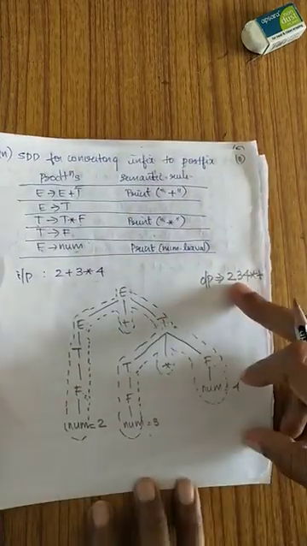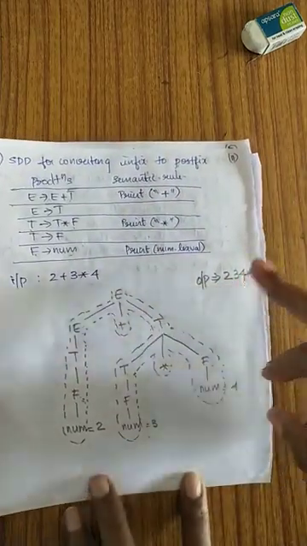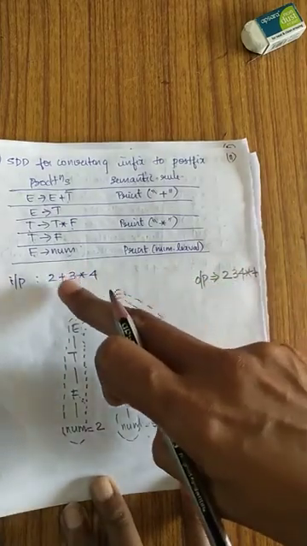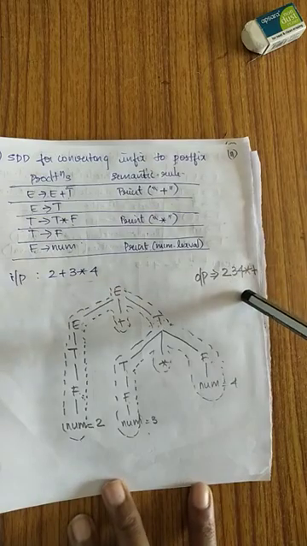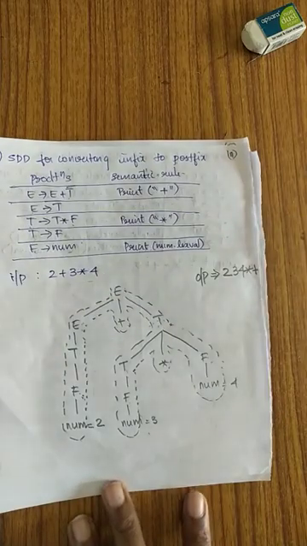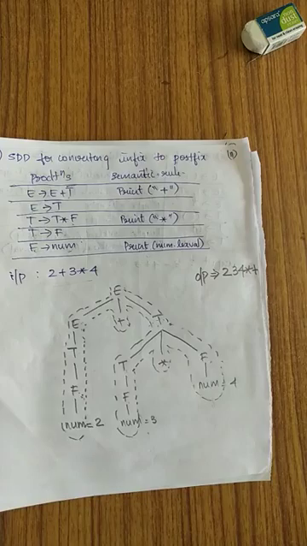So what is the output? 2, 3, 4 star plus. So this is the postfix notation for the given infix expression. So using the semantic rule, we obtain the postfix notation for this infix. So this is an SDD, syntax directed definition, for converting an infix expression to the postfix expression.